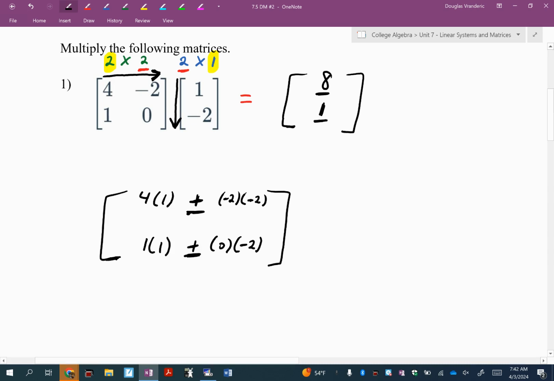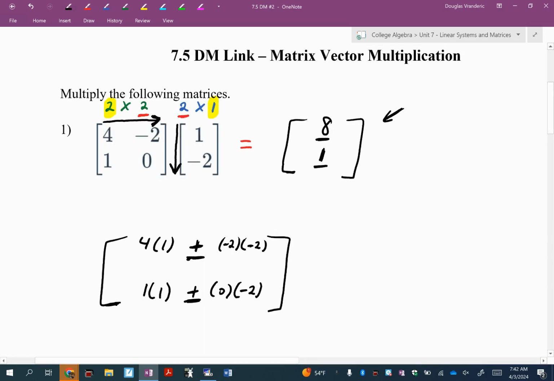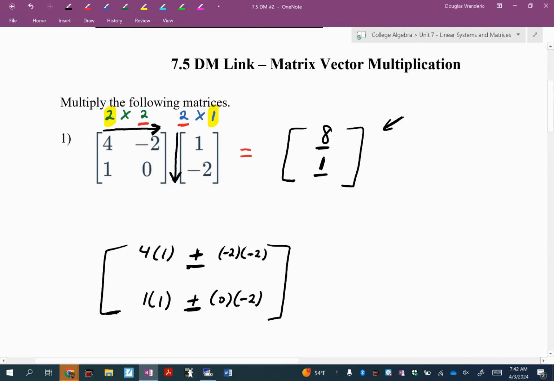That's multiplying. This is what you're going to type. Don't say 8 over 1 because that makes it seem like it's a fraction. Your matrix answer has an 8 in the first spot and a 1 in the second spot. And today, Samantha, all of your answers will be these 2 by 1 matrices.